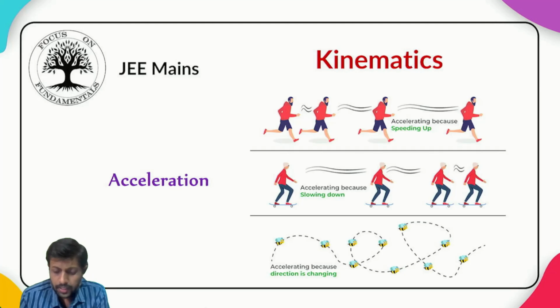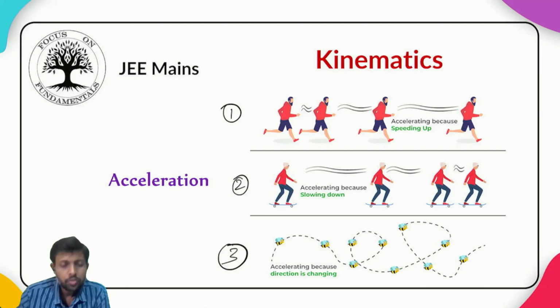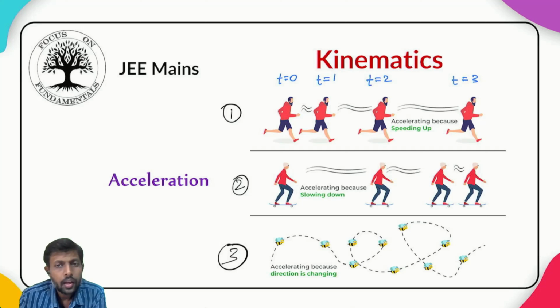So let's take some scenarios given here. Scenario number one, scenario two, and scenario three. Now, the actual definition of acceleration, we are going to look into it later. But let's just observe what is happening in these three scenarios, okay? In the first scenario, you can see there's a person running and snapshots have been taken at t equal to 0, t equal to 1 second, t equal to 2 seconds, and t equal to 3 seconds.